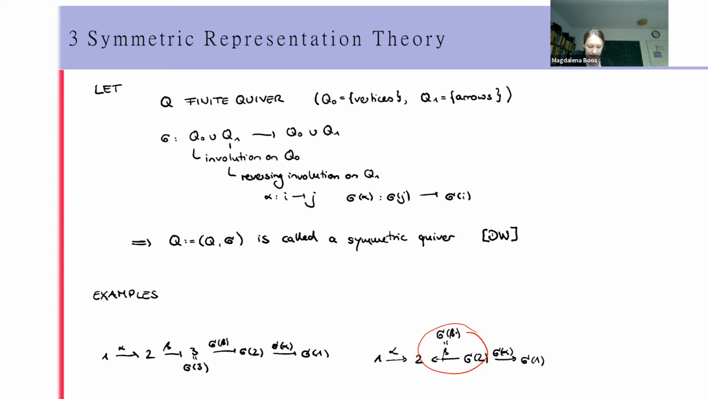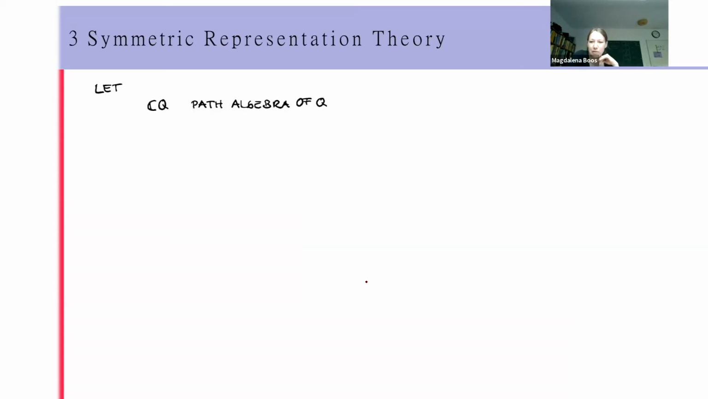Okay. Now, what about the path algebra of some symmetric quiver? It is defined, but we need some assumptions. So if the path algebra of Q is CQ as before, then we know that the sigma also extends to paths because it turns around the orientation, and still we can concatenate in the same way as before, just turn around. Okay.